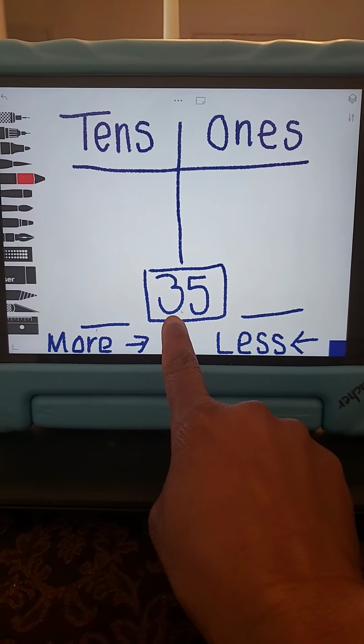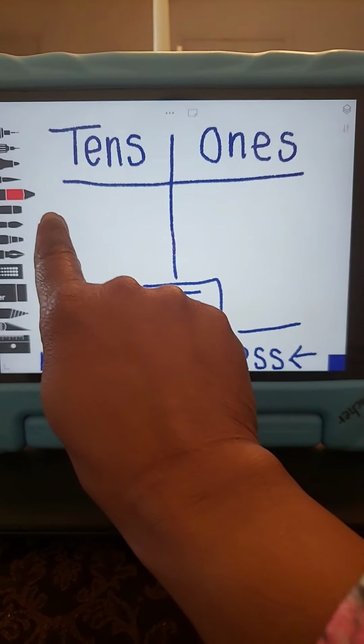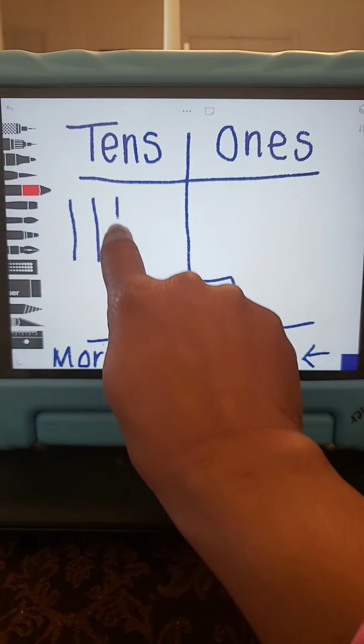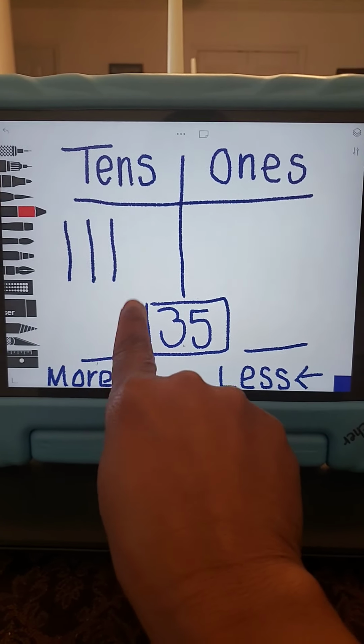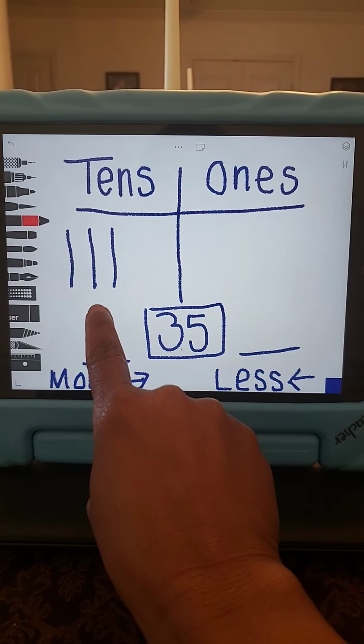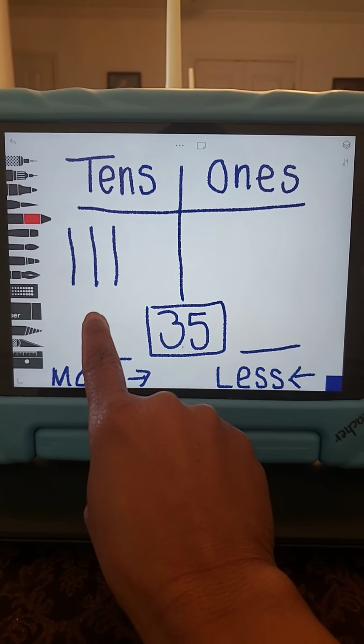So I'm going to draw 3 tens. Remember, that means I'm going to draw a line. 1, 2, 3. And remember, we don't say that that's lines. Those are 3 tens. Those lines stand for a 10, okay?